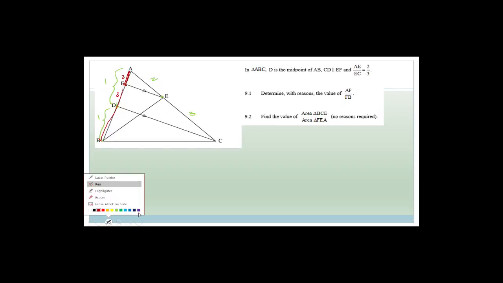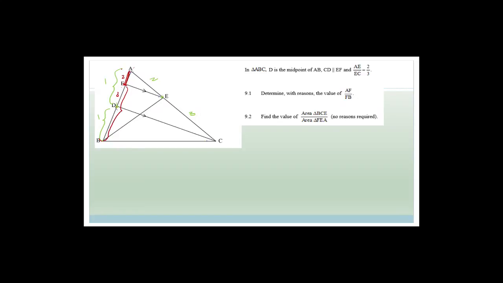Wait, let me draw it for you so you can see what I'm talking about. In triangle ADC, we can see that FE is parallel to DC and that this ratio is 2 to 3, which means that this ratio must be 2 to 3 as well. Okay. But now we're looking for the ratio of the whole of this, AF to FB, the whole of that.